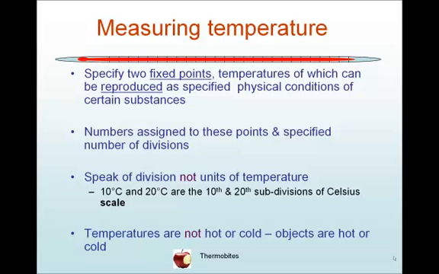So we must speak of divisions and not of units of temperature per se. So for example, 20 kilograms is twice as heavy as 10 kilograms. 20 meters is twice as long as 10 meters. But 20 degrees Celsius is not twice as hot as 10 degrees Celsius. They're just the 10th and 20th subdivisions of the Celsius scale. And as I've already stated beforehand, temperatures are not hot or cold. Temperatures are either low or high. It's objects that are hot or cold.